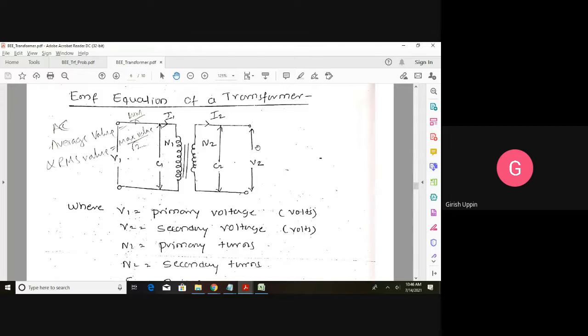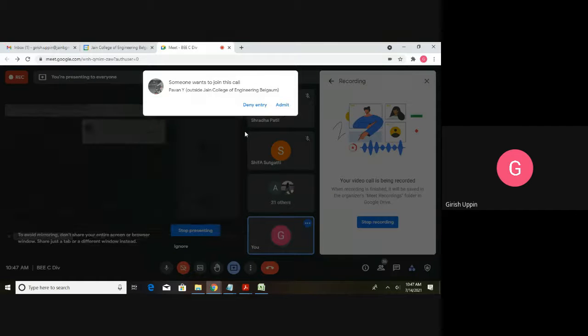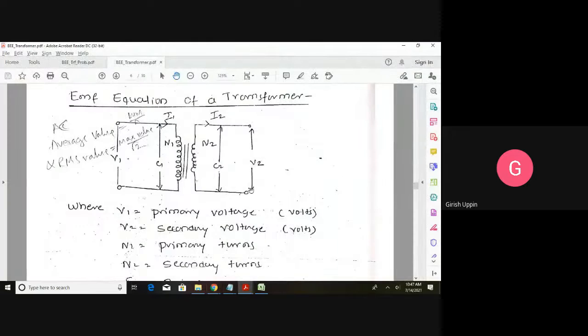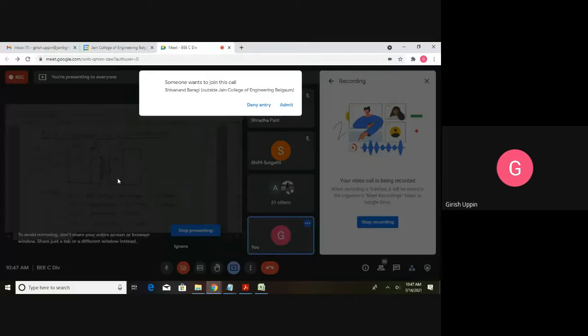On the secondary winding side, N2 is the number of turns on the secondary winding, E2 is the secondary induced EMF or secondary EMF, and V2 is the terminal voltage on the secondary winding or secondary voltage. The load is connected here. When the load is connected, it will start drawing current. I2 is the secondary current, or the current on the secondary side. So these are the notations that we are going to use for our derivation.